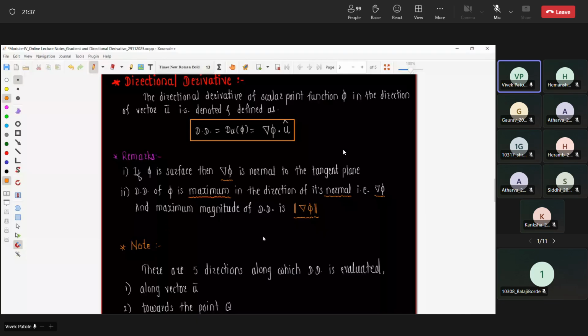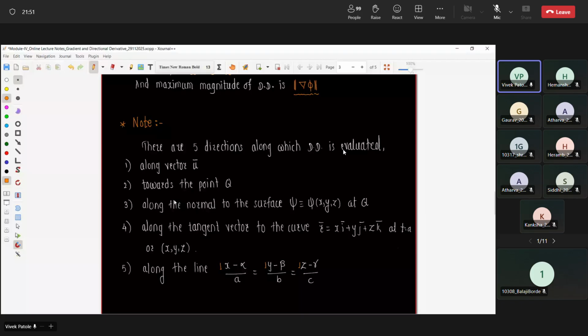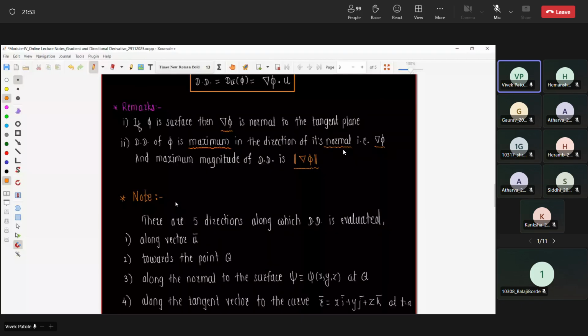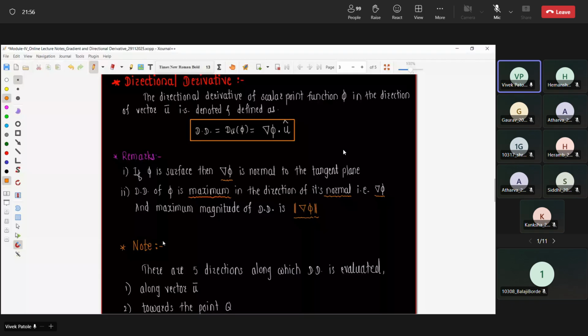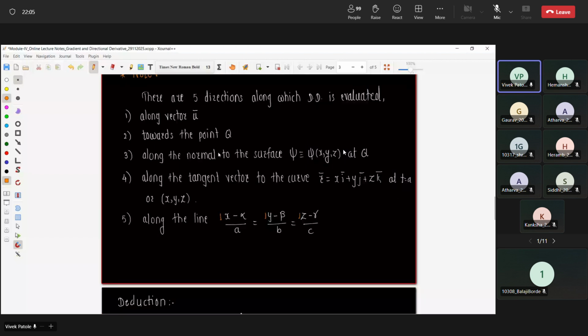So these are the important things to note down, and we require these remarks again and again while solving examples on directional derivative. Now, as I discussed, we are going to consider any arbitrary direction along the vector u bar. So what kind of directions are we going to refer to in this particular module? There are a total of 5 directions that we are going to consider, along which we are going to evaluate the directional derivative. What are those?